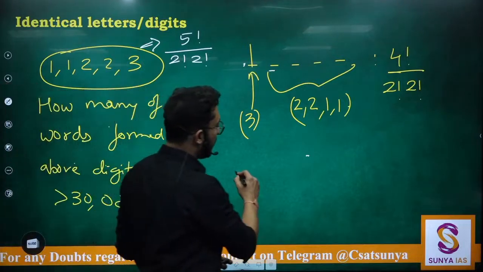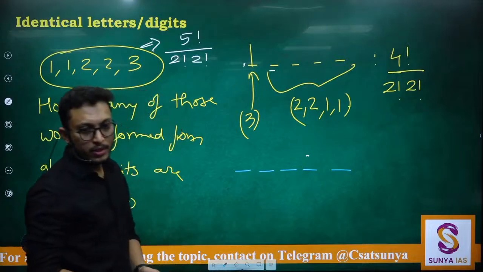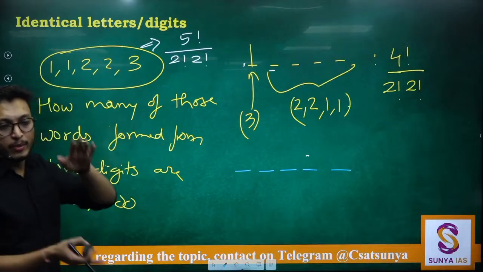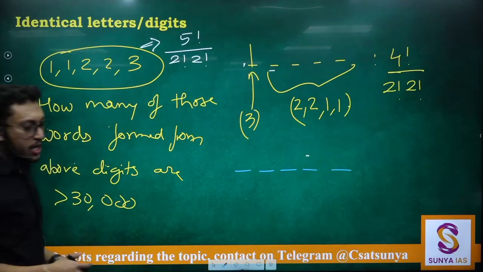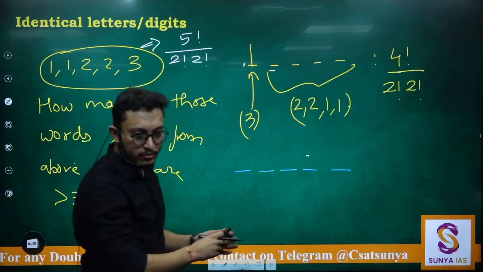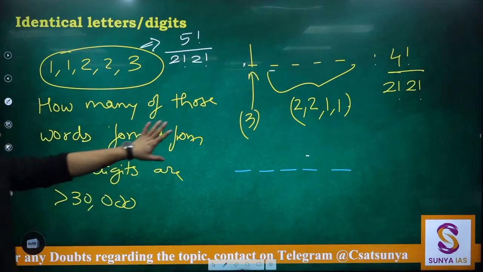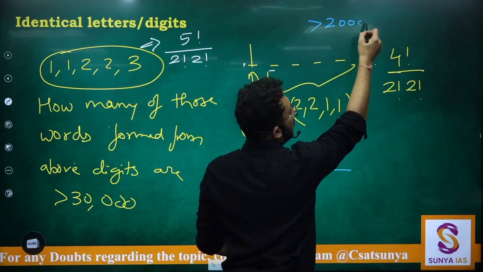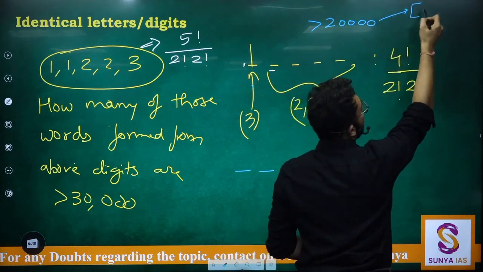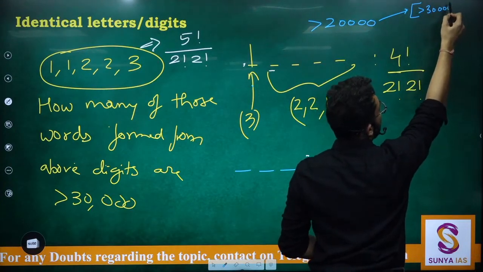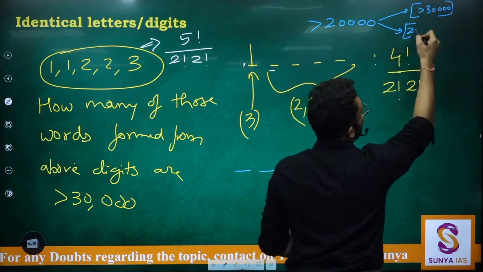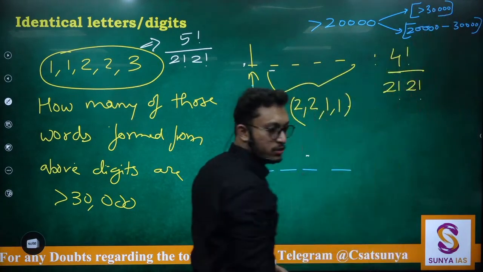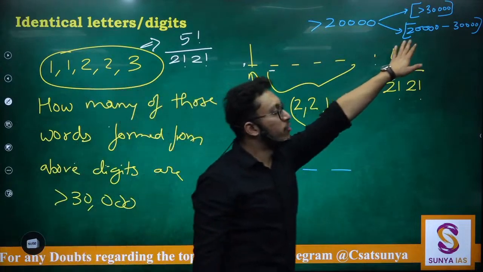See, for a number to be greater than 20,000, I am saying you can have two cases. One is it is greater than 30,000. The other is it is somewhere between 20,000 and 30,000. We already calculated for the first. Can I calculate for this one?